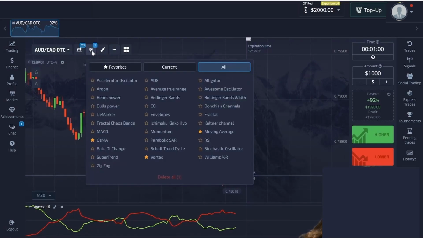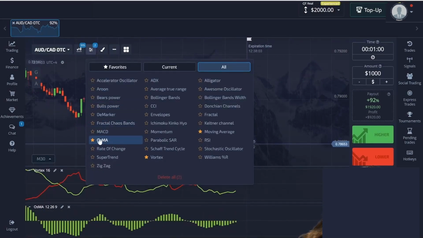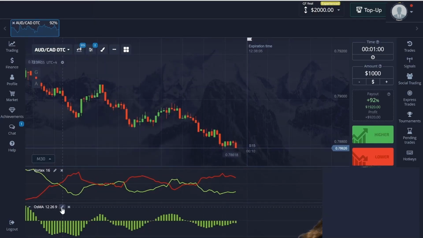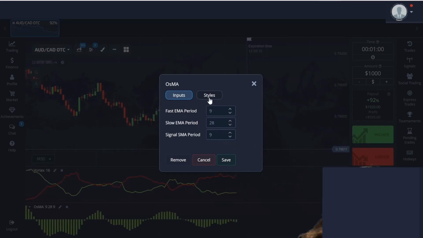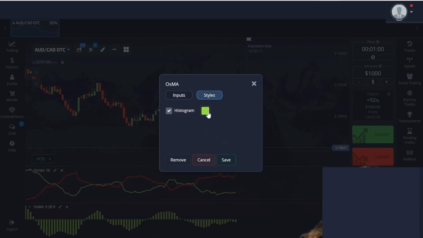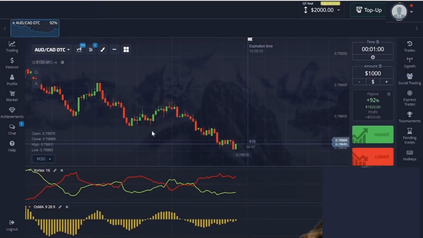I very rarely use the OsMA indicator, which is oscillator of moving average. I set the period of 9, 28, and 9. Let's choose the color yellow and keep it.